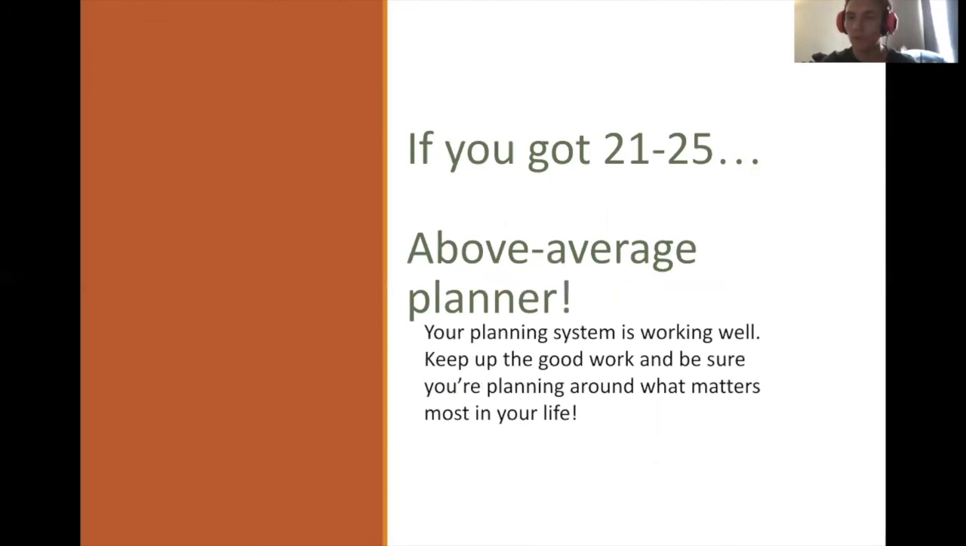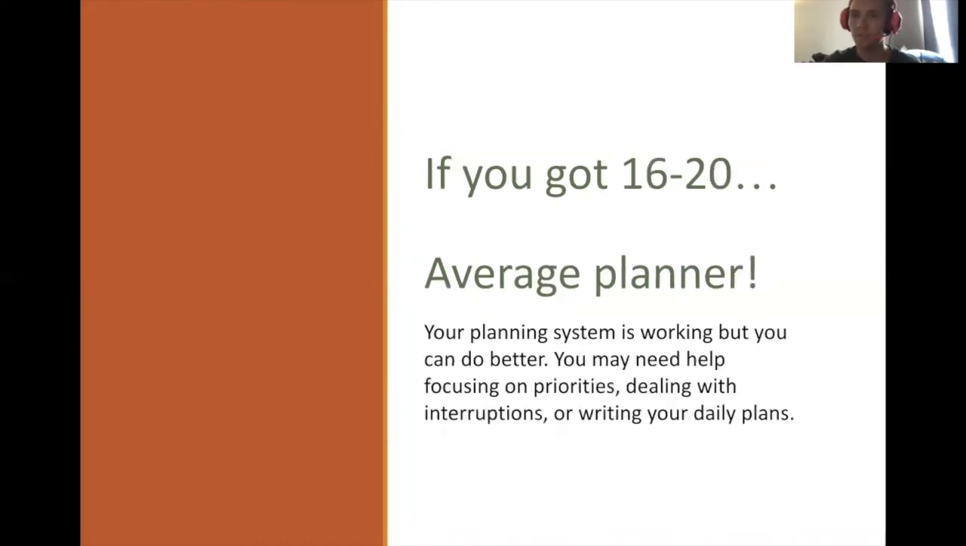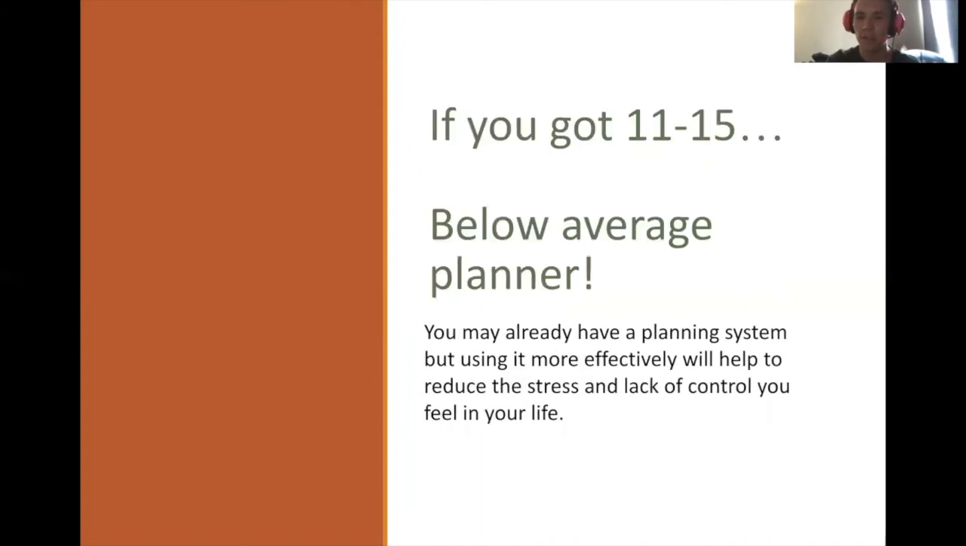If you got from a 21 to a 25, you're an above average planner. Keep up the good work. Be sure you're planning around what matters most in your life, which right now most likely is school. If you got a 16 to 20, you're an average planner. Your planning system is working for you, but you could do better. You may need help focusing on priorities, dealing with interruptions, and writing out your daily plans.